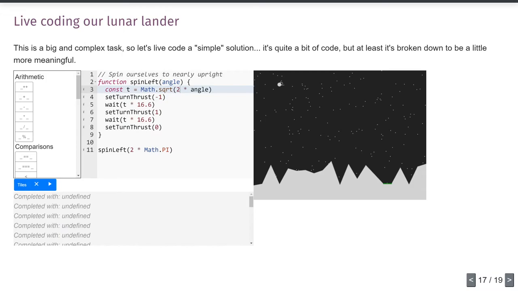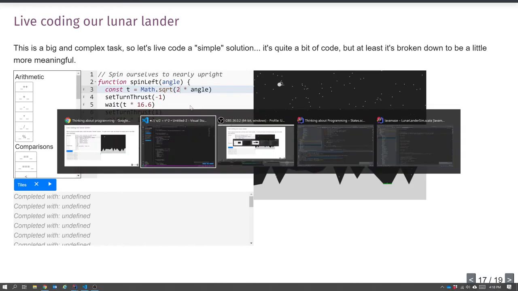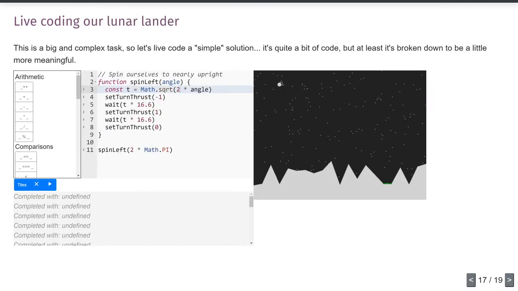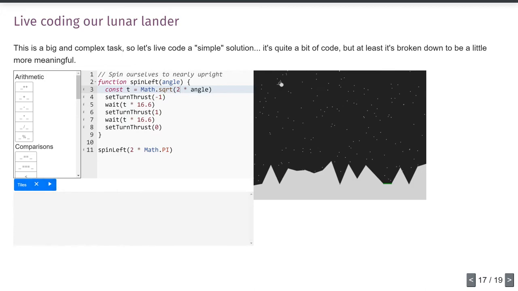Now, this is where I'm going to cheat, and rather than just playing with those numbers forever, I am going to pop to my crib notes for when I did this. So what I, in fact, did was that the 16.6 still stayed there. It did, in fact, have 2 times the angle as being what I did to get nearly upright. So it looks as though I actually decided, you know what, for what I need to do, this is close enough. That is close enough to spin us roughly that angle.